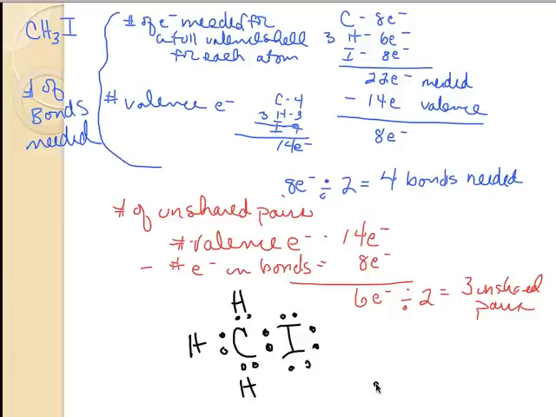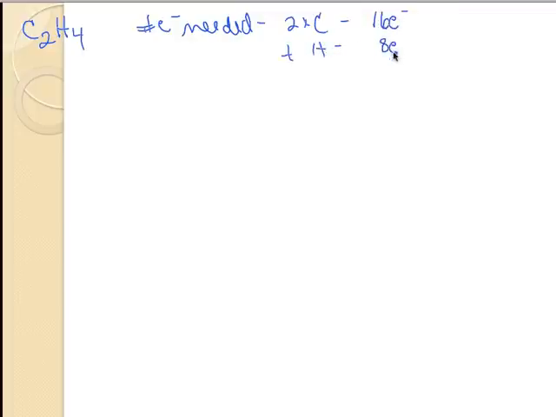Real quick, I wanted to show you one that has multiple bonds, and we're going to look at the compound C2H4. And we're going to use the process we just used. So the first thing we do is find the number of electrons needed. I have 2 carbons, so I'm going to need 16 electrons for a valence shell for those. I have 4 hydrogens. Each hydrogen needs 2, so that's a total of 8. So I need 24 electrons to fill the valence shell.